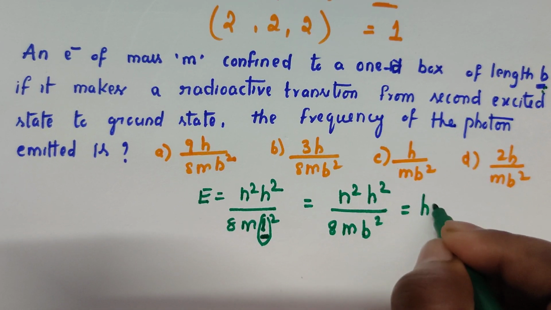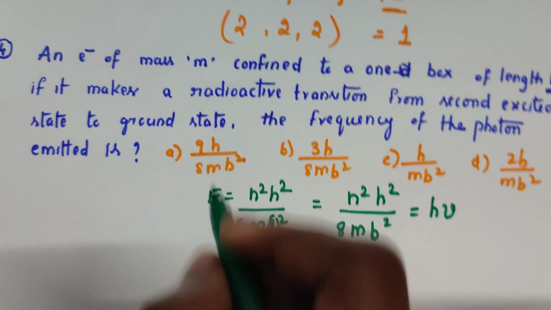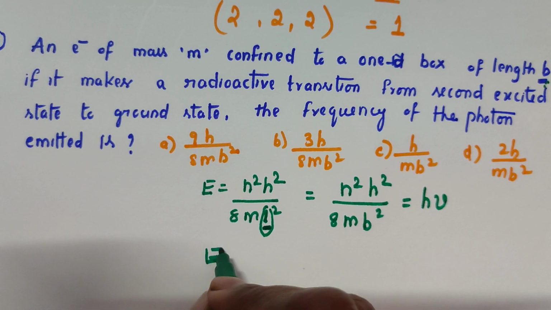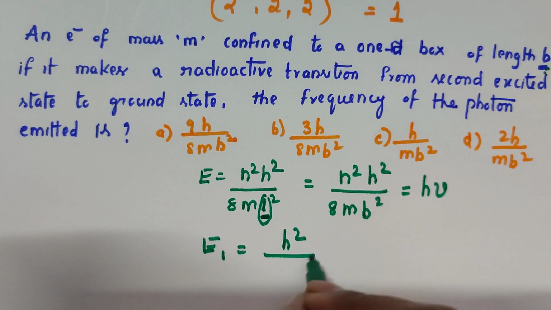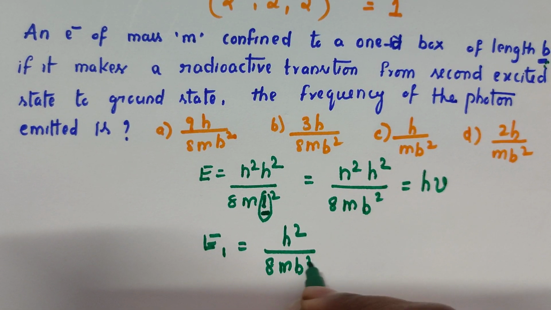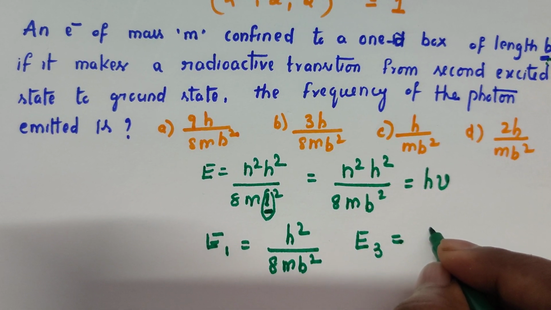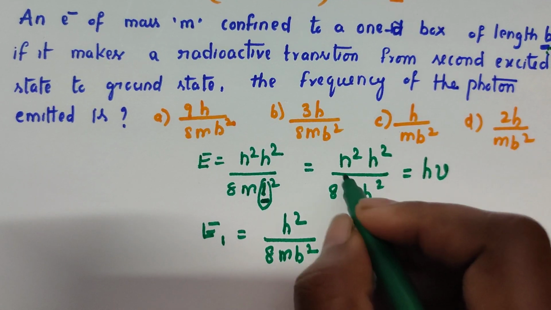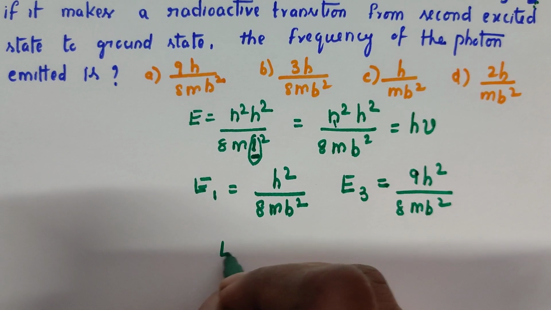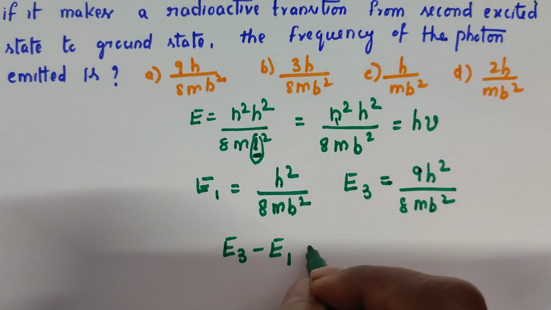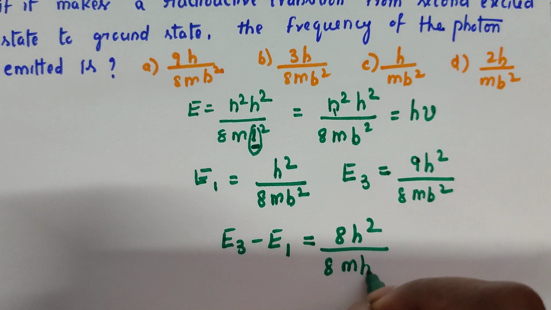The energy always equals h nu. For the ground state E1, n is 1, so it is h square upon 8 m b square. The second excited state means E3, so 3 square gives 9h square upon 8 m b square. The difference E3 minus E1 becomes 8h square upon 8 m b square.